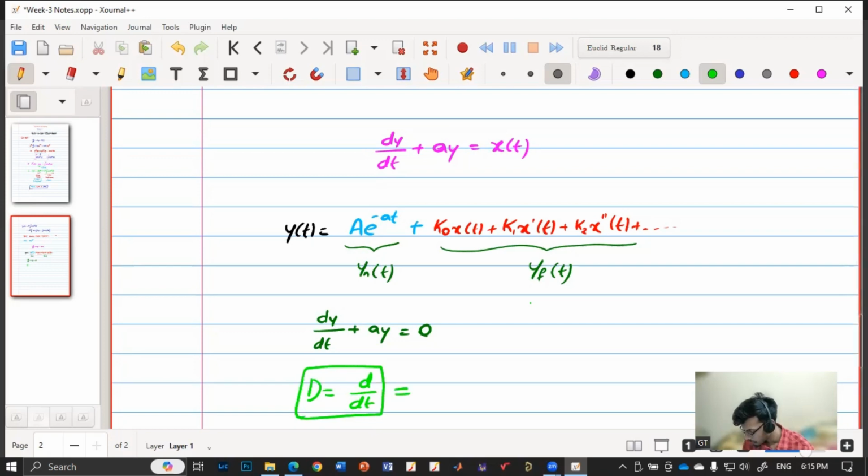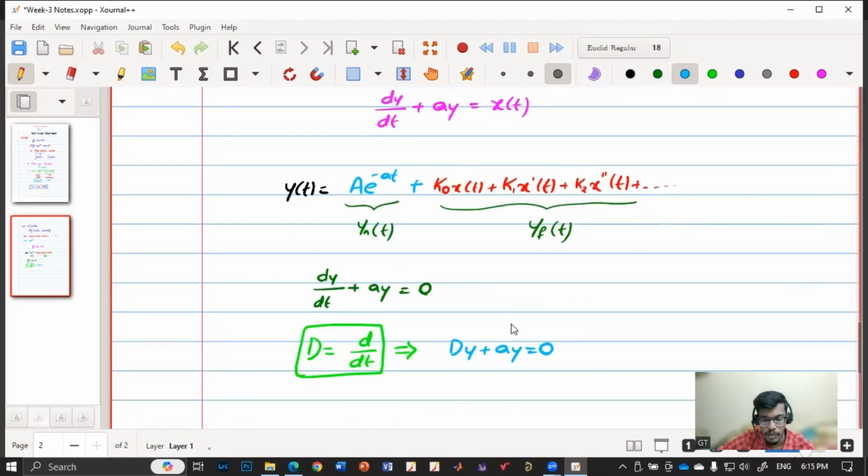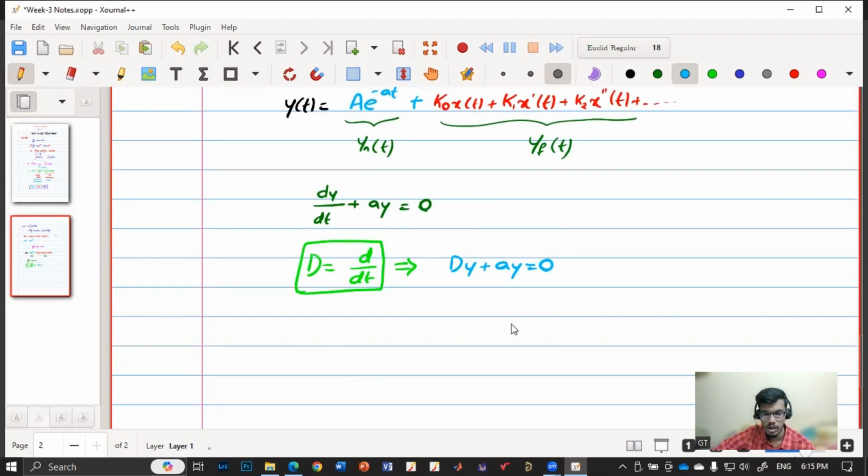I am considering capital D as d by dt. So now what will be my equation? My equation will be Dy plus ay equals 0. So it is an operator. Understood? Are you able to understand until this point? Yeah, please repeat one second.